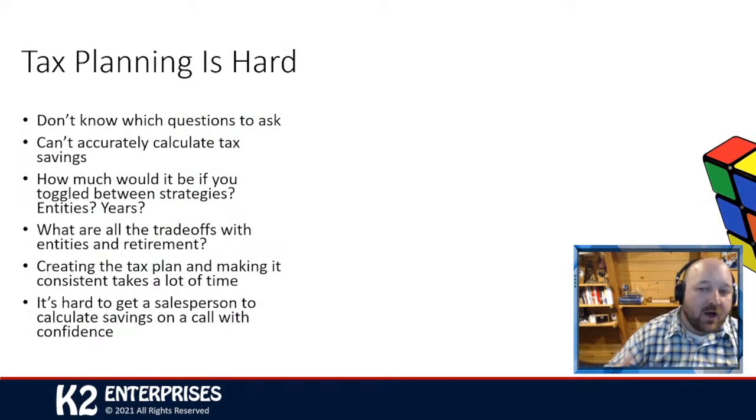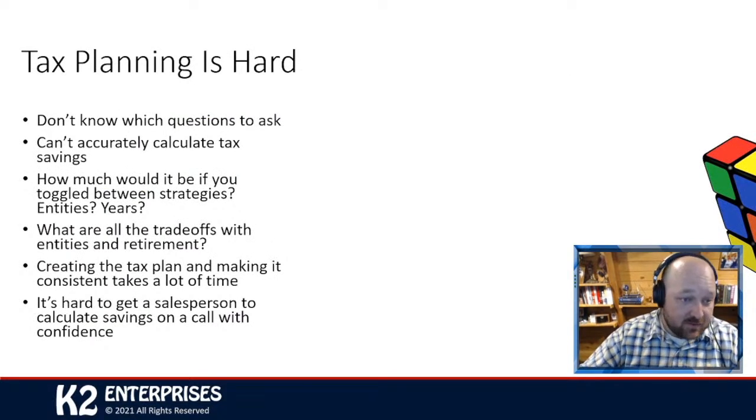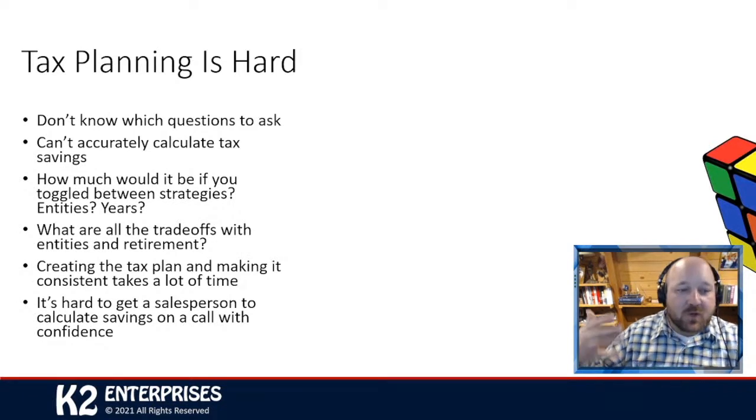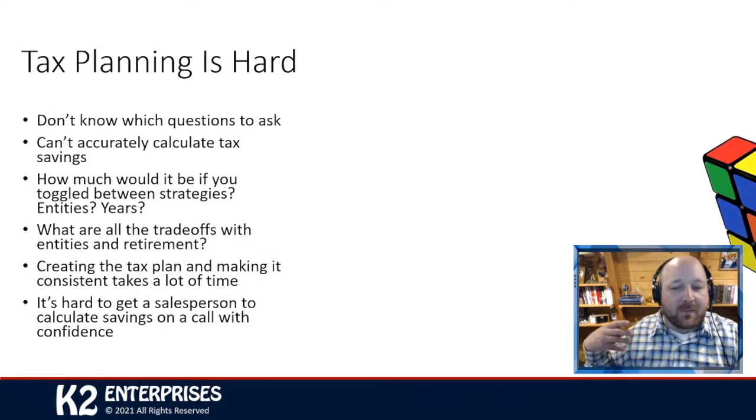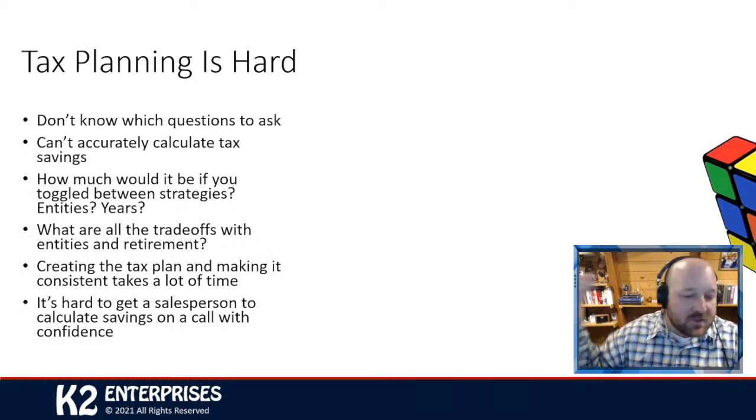Tax planning can also be quite difficult for these organizations. Most companies and people don't know what questions to ask. They can't accurately project what their savings would be if they toggle between strategies and entities. What happens if you did a C Corp versus an S Corp versus an LLC, or filed this way or that way? What are the trade-offs between a Roth IRA versus a 401k? What would the savings be compared to that?